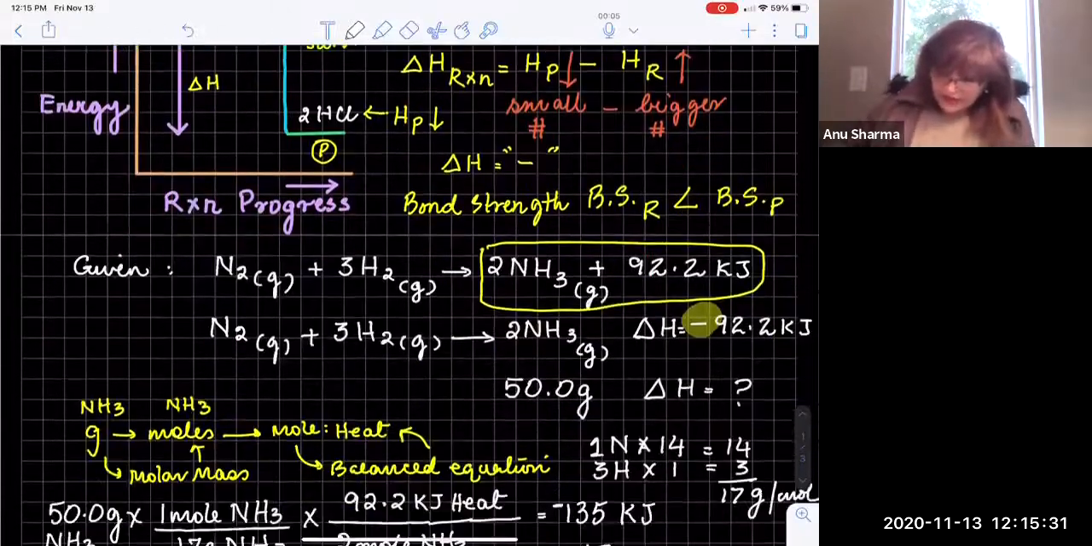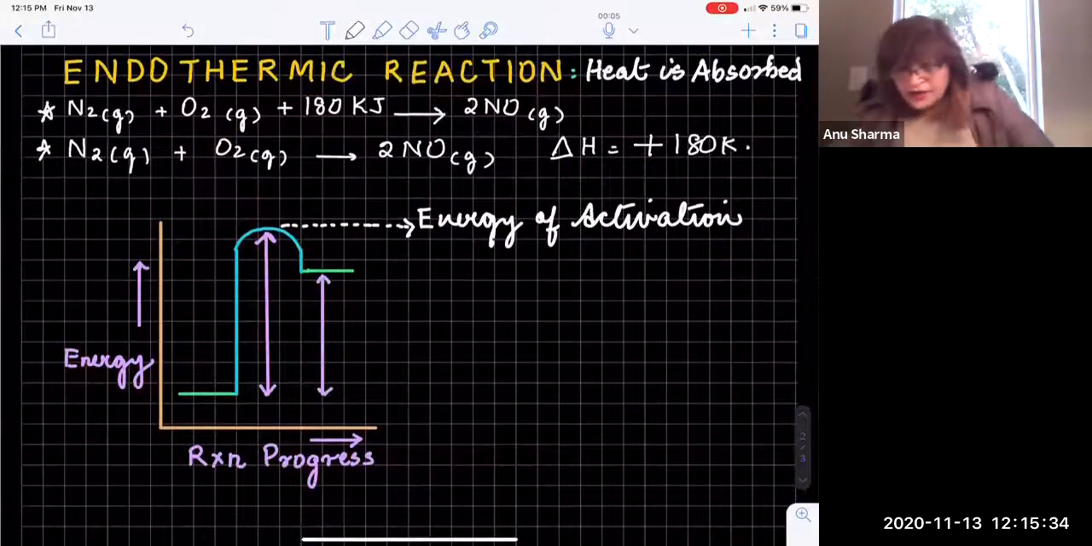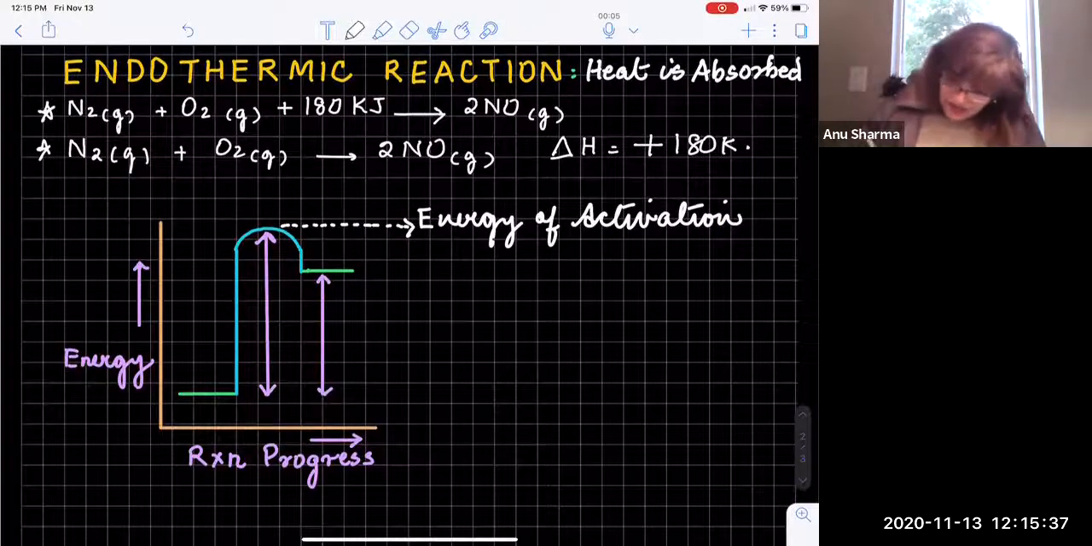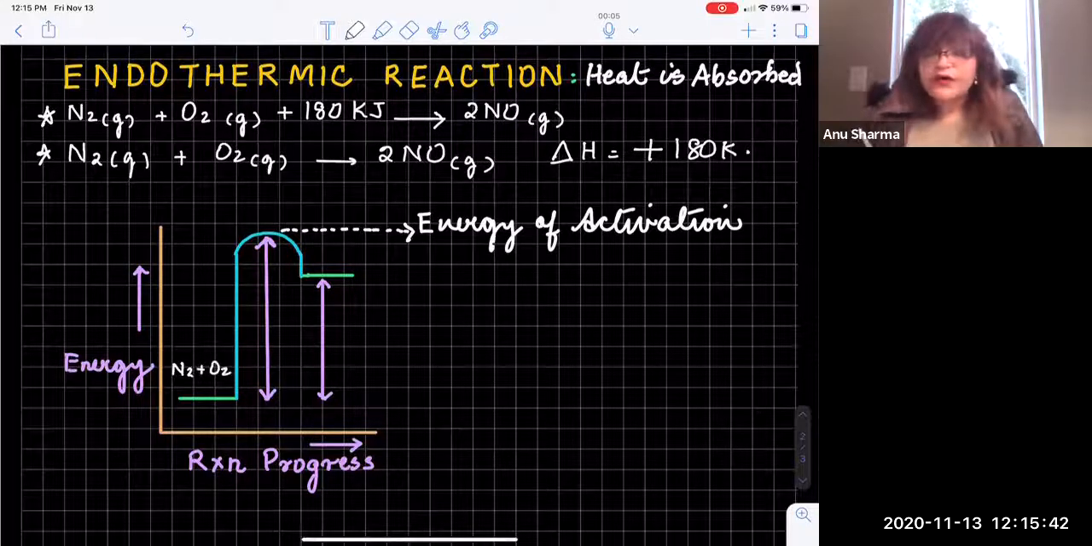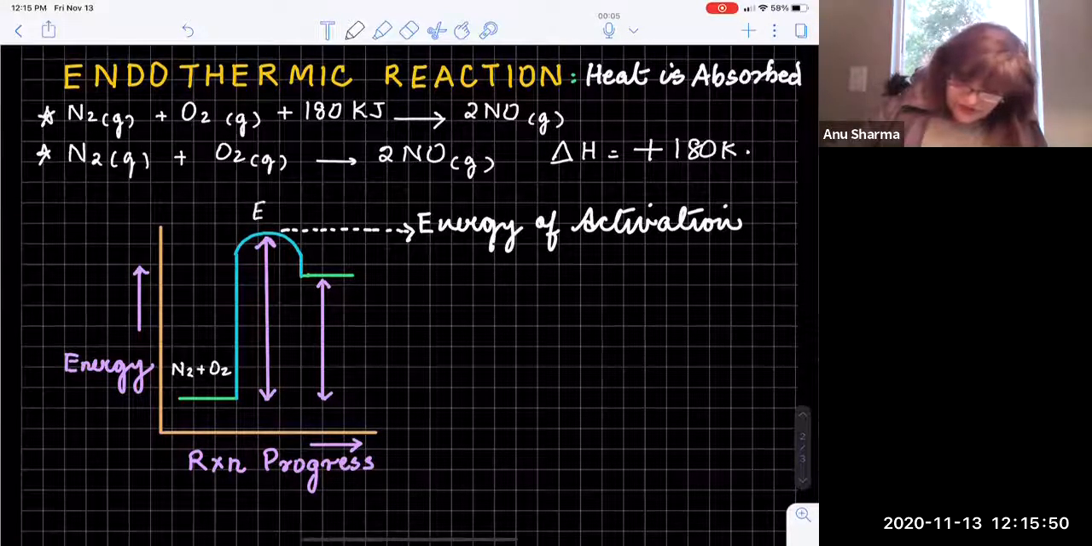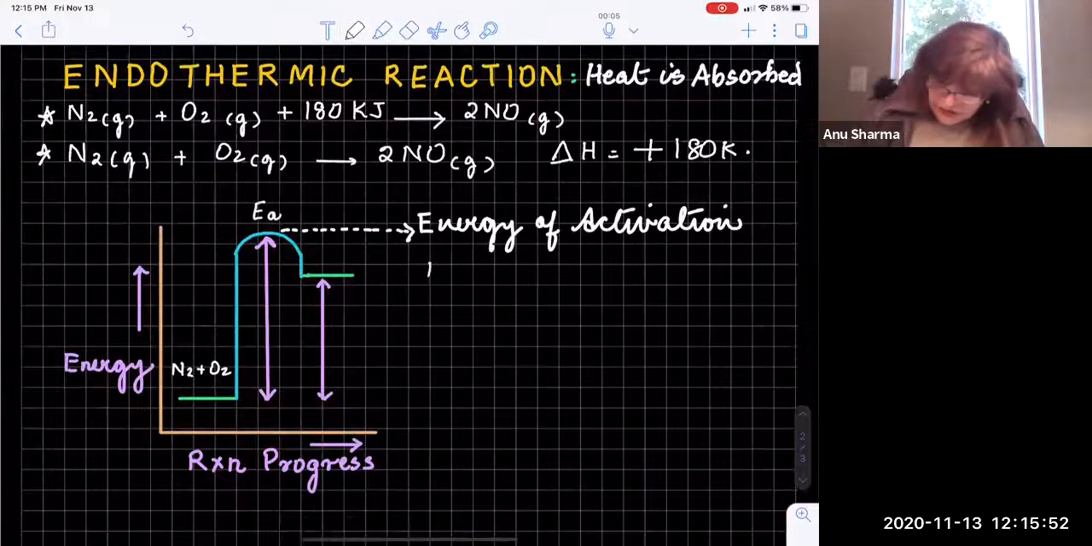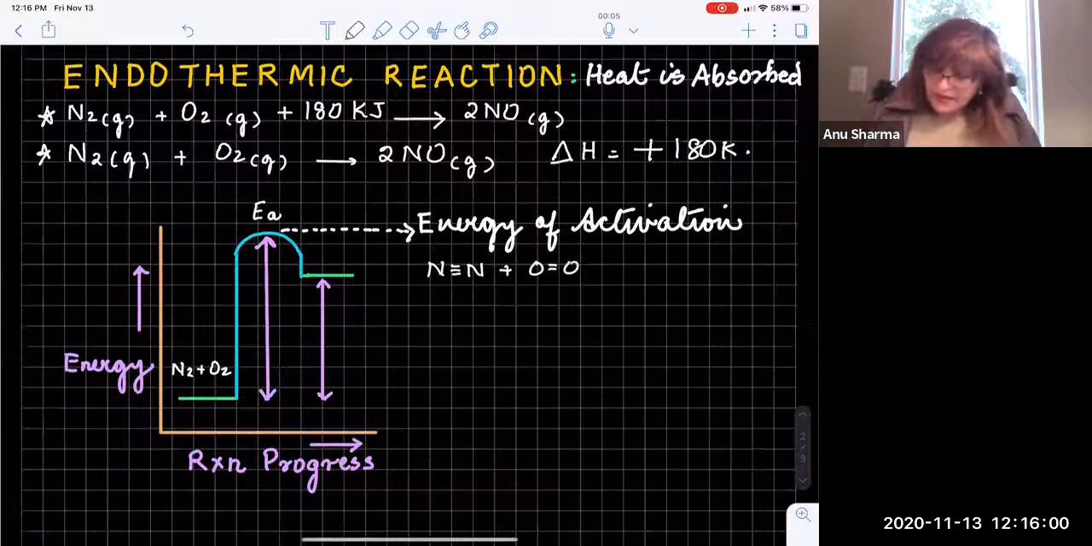Now we are going to see that the reactants are in a very low energy state. Nitrogen and oxygen are in a very low energy state. That is why you had to provide them so much energy to initiate the reaction. In other words, first the nitrogen-nitrogen triple bond is going to break up, then the oxygen-oxygen double bond breaks up, and then you're going to see the formation of nitric oxide, also 2 moles of those.